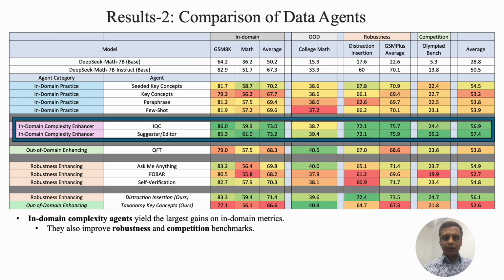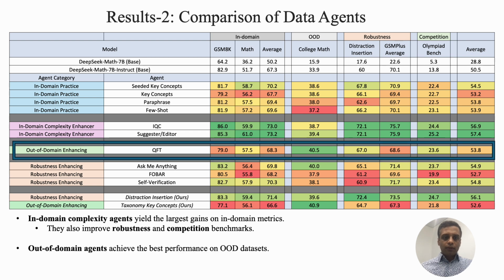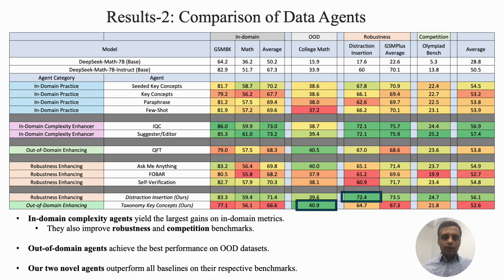We've observed that in-domain complexity agents lead to the best gains across multiple metrics. Here I've highlighted their in-domain metrics, robustness metrics, and competition metrics, and these are colored green, which shows higher values compared to other values. Further, we observe that our two novel agents outperform all other baselines on their respective benchmarks.